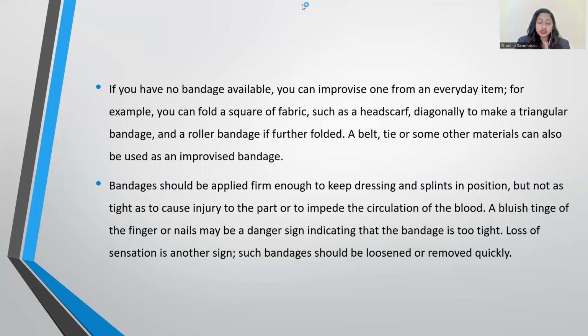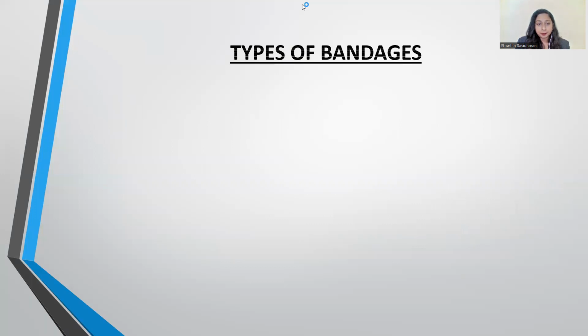This is very important to know because when we are trying to put a bandage, if it is way too tight, the superficial arteries, which are found on the surface of the skin, can easily get entrapped in between the bandages or the dressing. So we have to make sure that this does not happen.